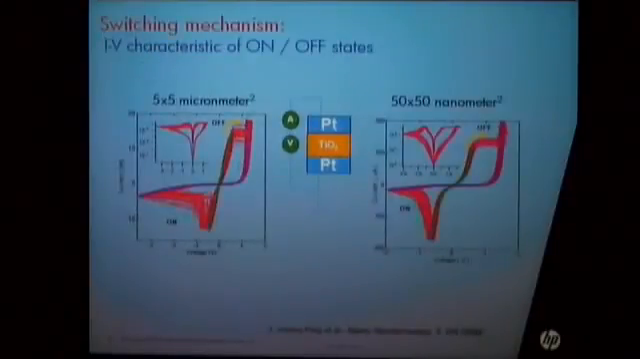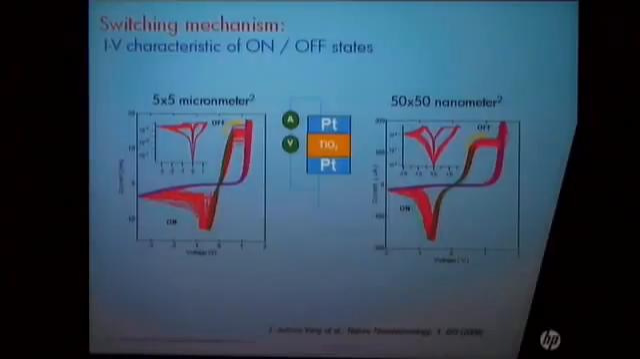I have talked a little about the working mechanism of the device. Here you are looking at the typical IV switching loops from a micron-sized device and a nano-sized device. The nano-sized device needs a smaller current here, and you can see for this device you use a negative voltage. You can change the device state from a high resistance state to a low one. Then you get the device in the on state, as shown by the green IV.